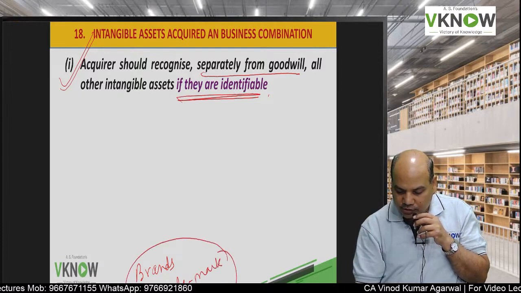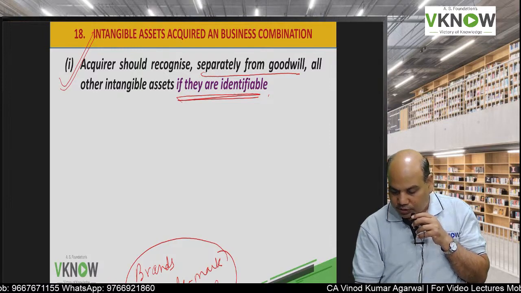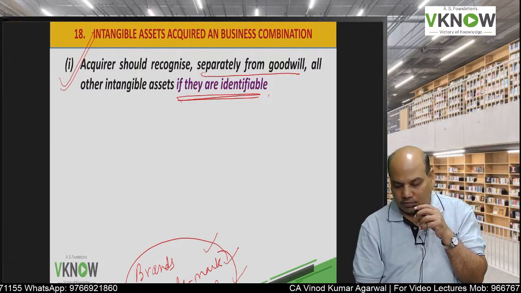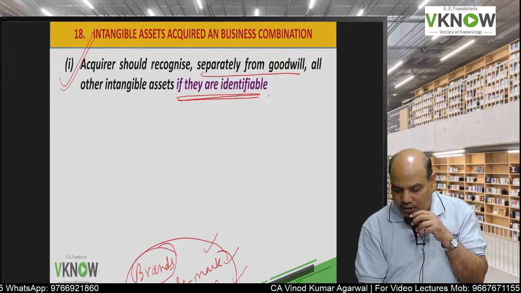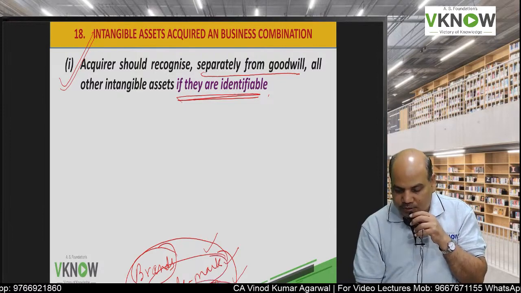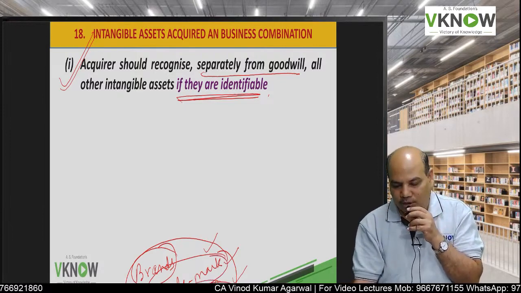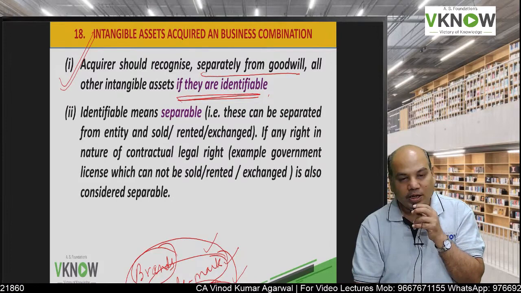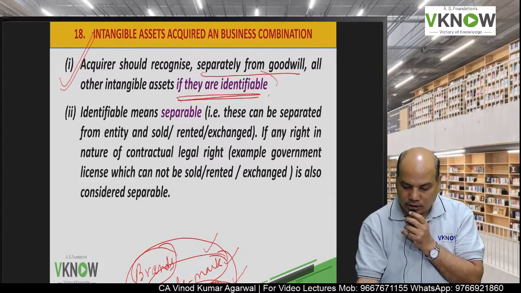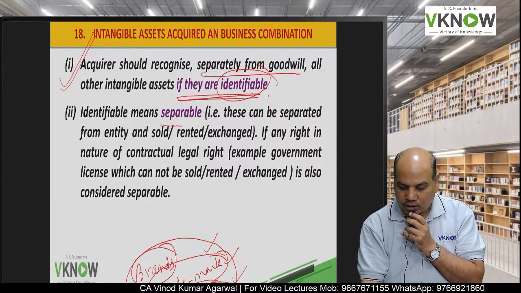they may have a research division. Now this may not be appearing in the balance sheet of acquiree because self-generated brand, self-generated trademark, research expenses are not to be capitalized. Can it be capitalized in the books of acquirer? The answer is yes, if they are identifiable.